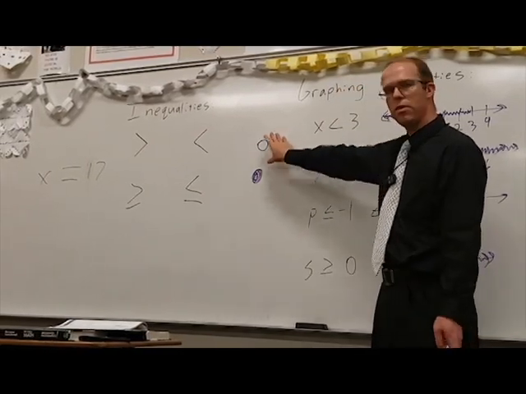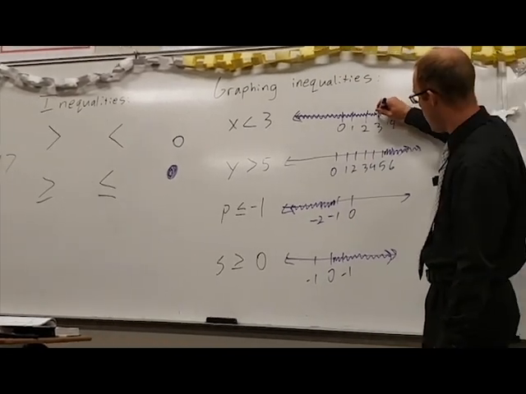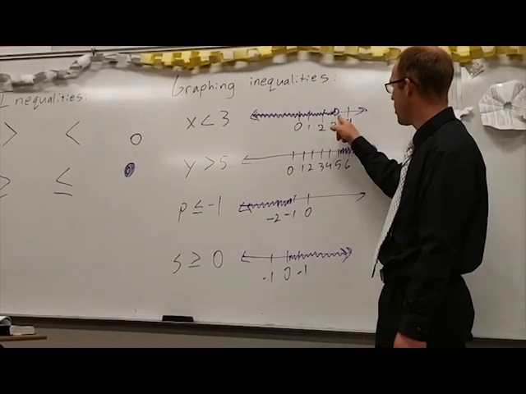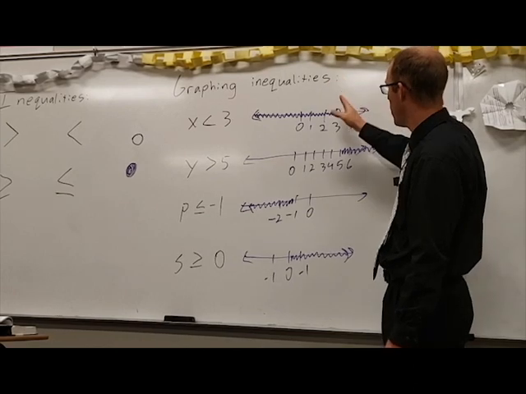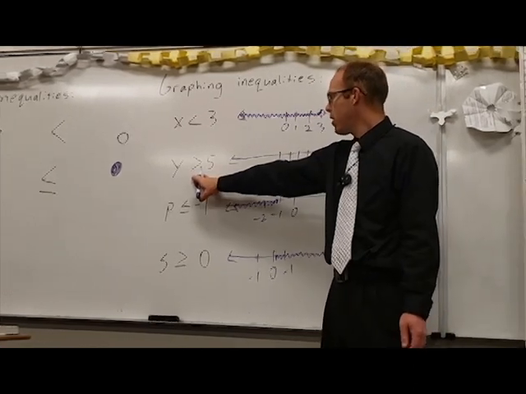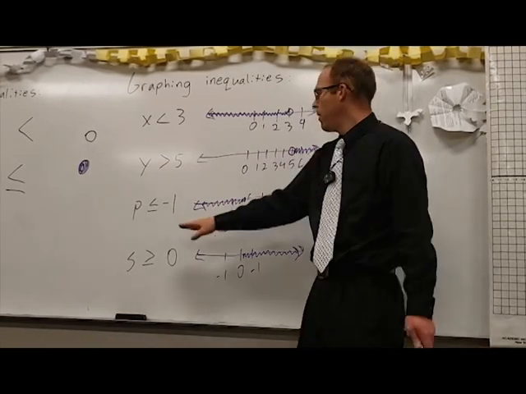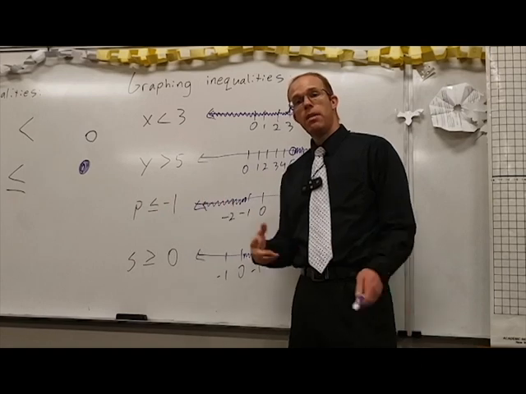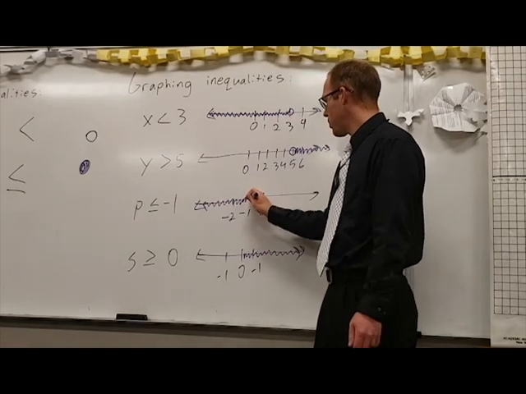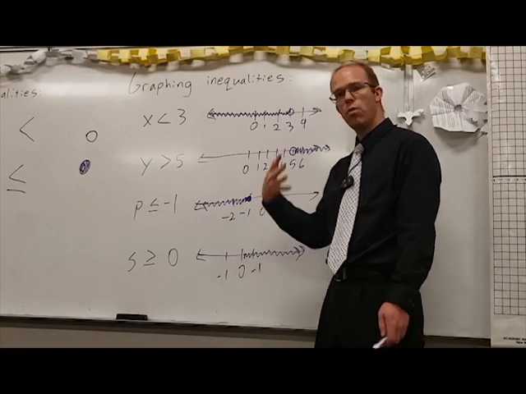So right here, an open circle means that we're not allowing it to be equal to. So here at the 3, I'm going to put an open circle there showing that the 3 itself doesn't work. That's where the shading starts, and it goes over to that side. We're not allowing y to be equal to 5, so again, I put an open circle here. On this one, we're allowing the p to be equal to the -1. I want to include it, so I'm going to put a closed circle to show that -1 works.